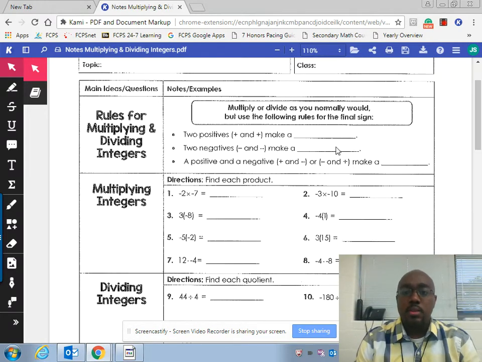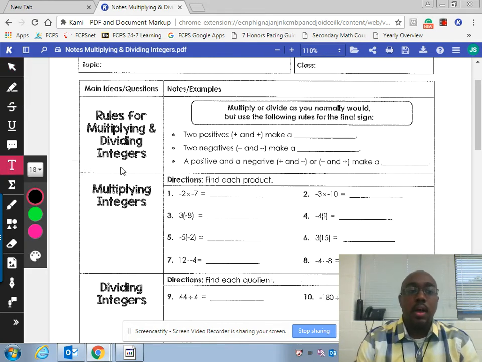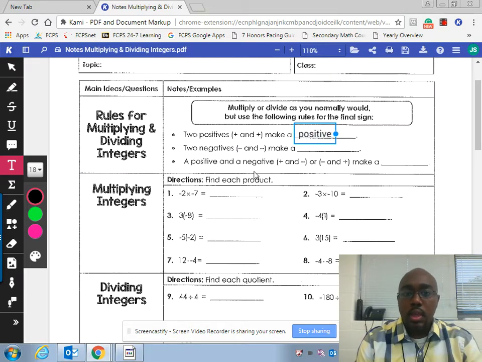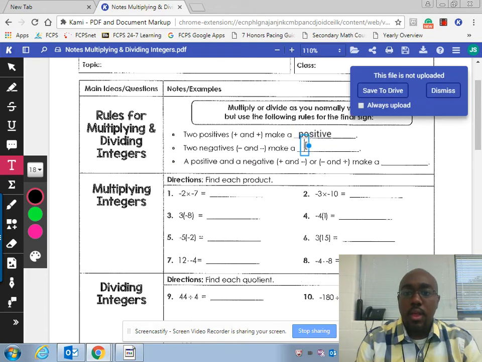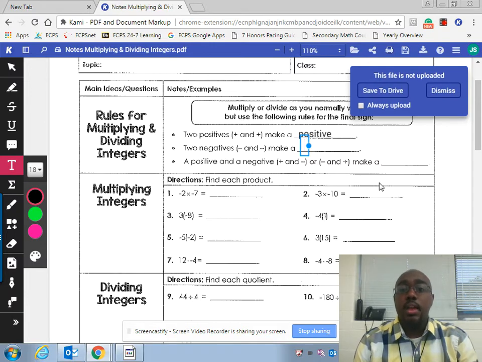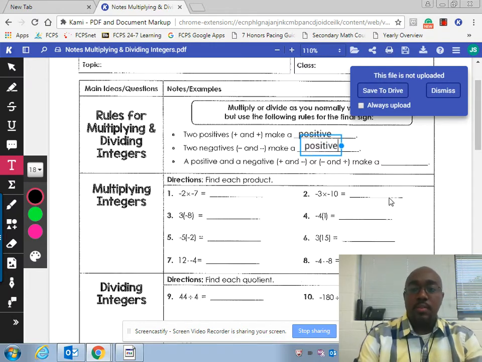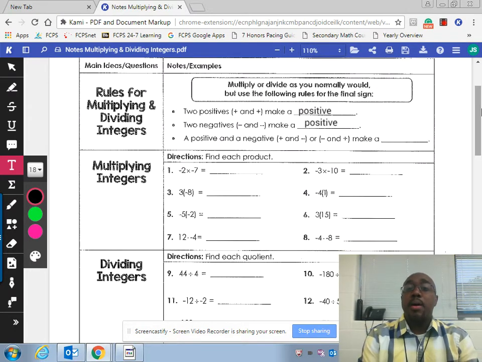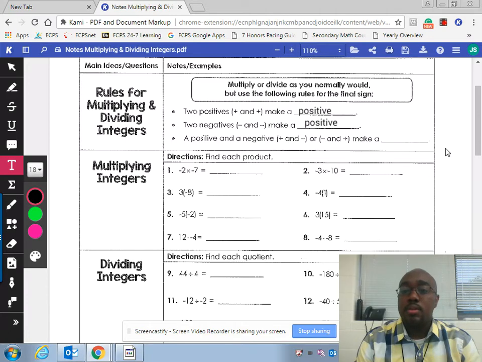If we have two positives, what does that mean? That means if we are multiplying one positive number by another positive number, or a positive integer by another positive integer, then we will always have a positive answer. Okay? And when we are multiplying two negative integers by one another, so a negative times a negative, we will also have a positive answer. And if we are multiplying a positive times a negative or a negative times a positive, then that answer will always be negative.